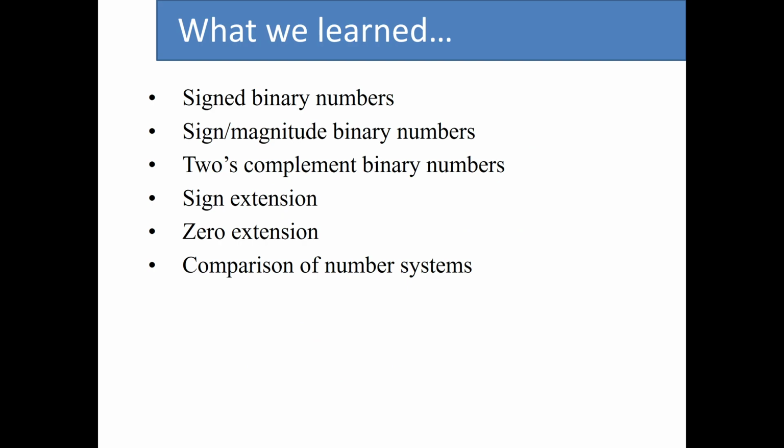So in this video, we went over signed binary numbers. We introduced two different systems for representing signed binary numbers. We saw sign magnitude numbers and 2's complement numbers, how we can calculate them, and how we can convert from one to another. Then we saw how we can sign extend a number, which we said is especially useful for negative numbers. We also saw how we can zero extend a number, which we said is most useful for unsigned numbers. And finally we compared the different number systems.